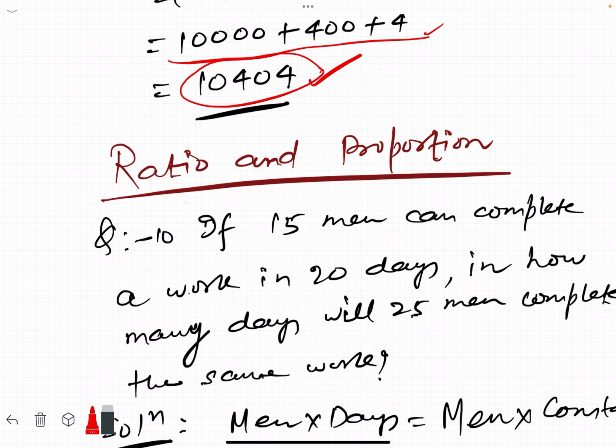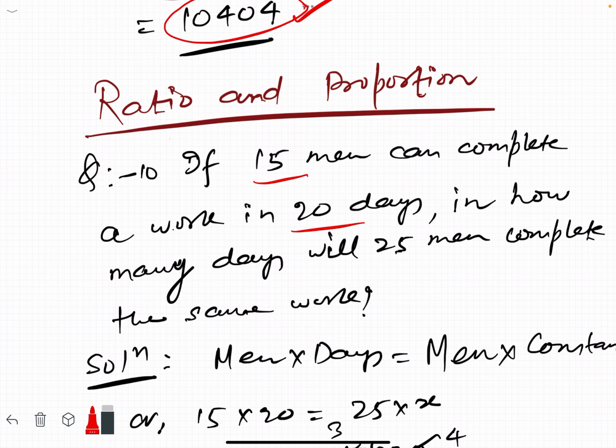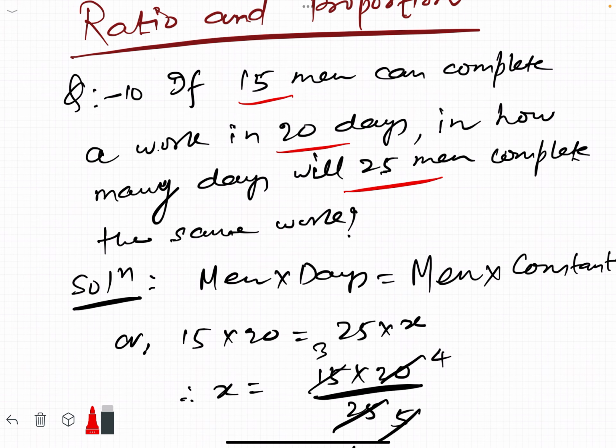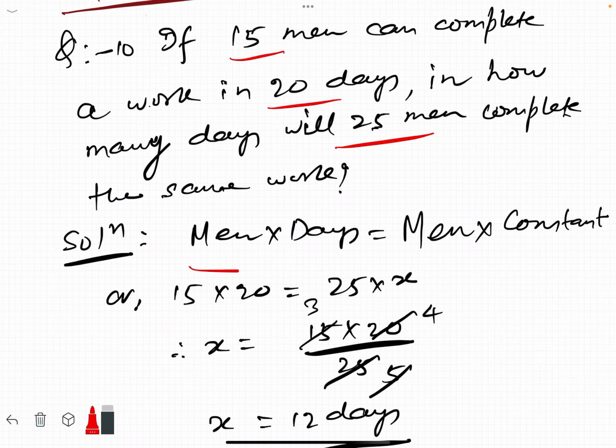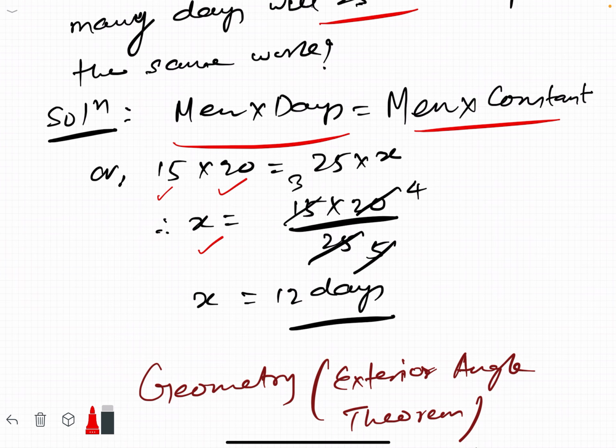Now we come to question number 10 from ratio and proportion. If 15 men can complete a work in 20 days, in how many days will 25 men complete the same work? Solution is men into days is equal to men into constant. 15 into 20 is equal to 25 into x. X will be 15 into 20 by 25. X is equal to 12 days.